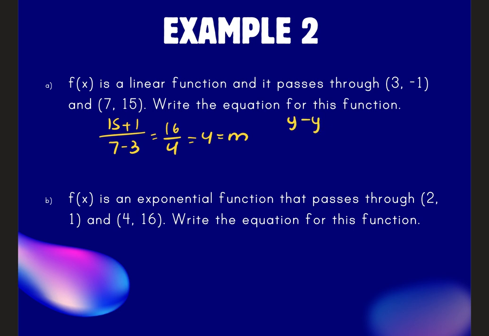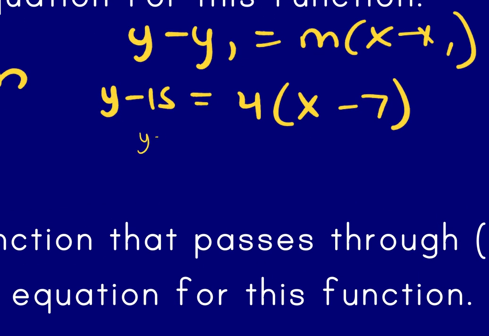Then you can plug it into point slope or slope intercept. So y minus y1 equals m times x minus x1, or you could do y equals mx plus b. I don't care which way you do it. And pick either point. Because you make silly mistakes with negatives, I would maybe just go with the 7, 15 in case. But really, it doesn't matter. So y minus 15 equals 4 times x minus 7. y minus 15 equals 4x minus 28. And then add the 15.